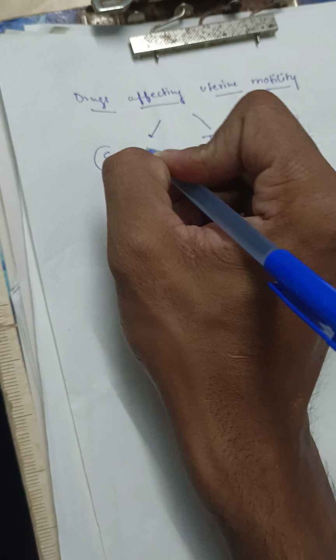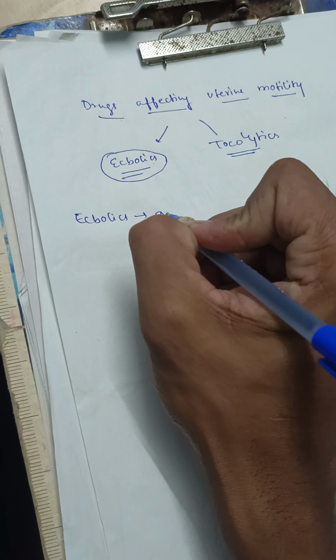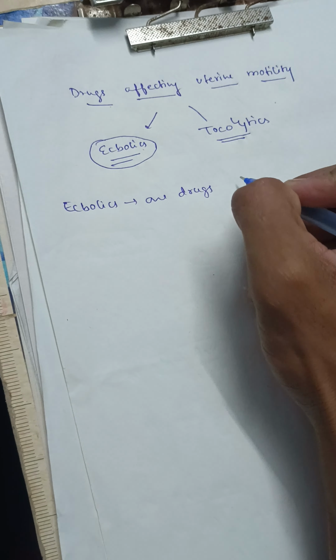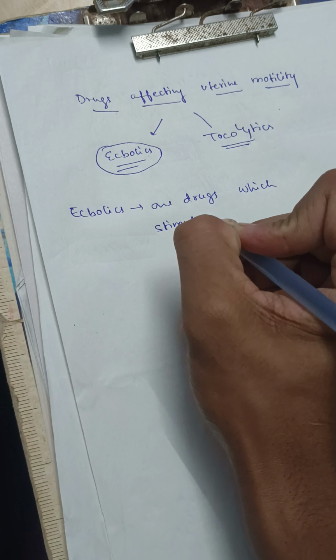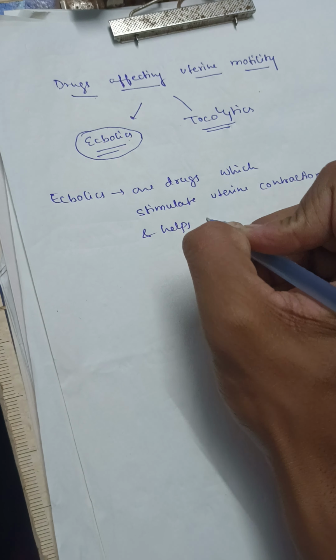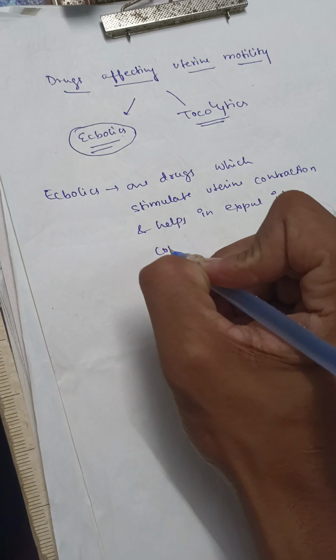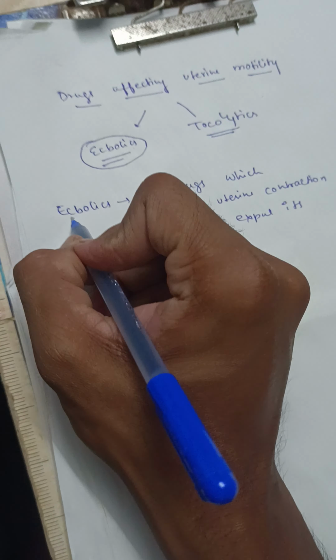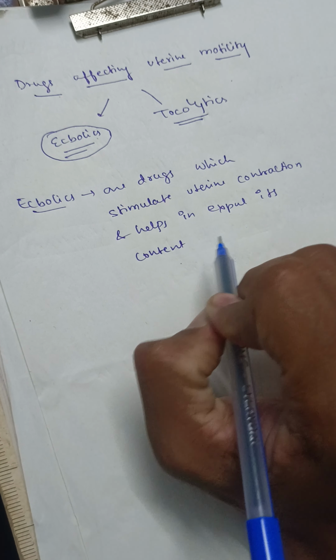Now we will first deal with ecbolics. What are ecbolics? Ecbolics are the drugs which stimulate uterine contraction and helps to expel its content. Okay, ecbolics are the drugs which stimulate uterine contraction and helps in expel its content.